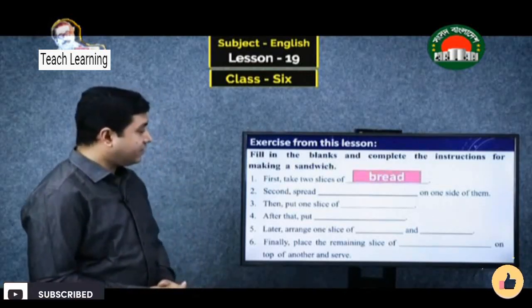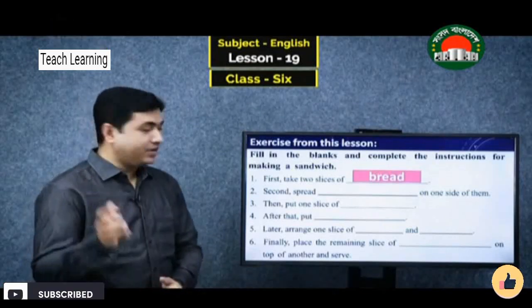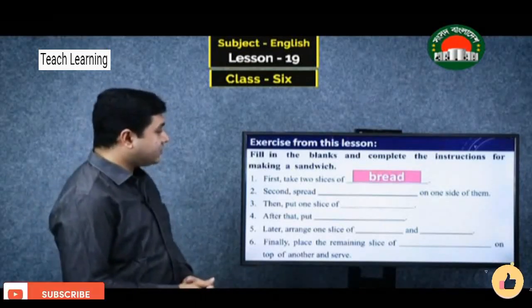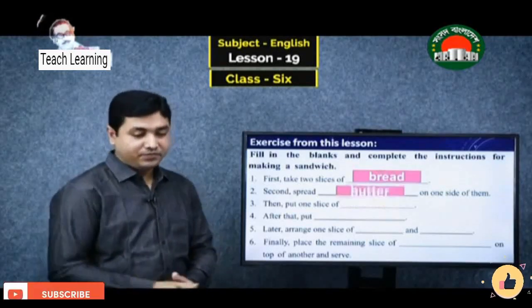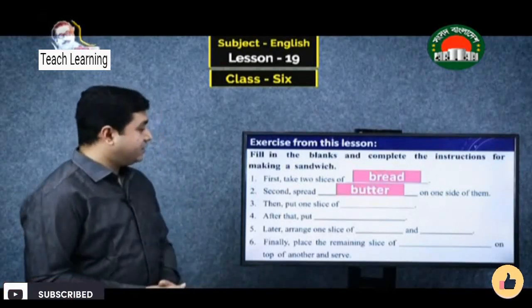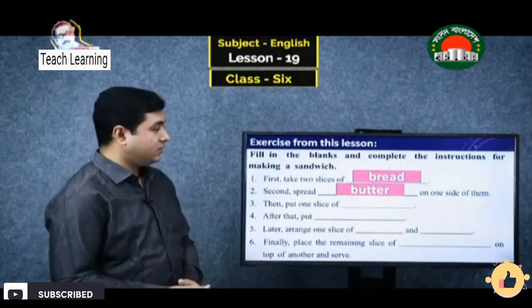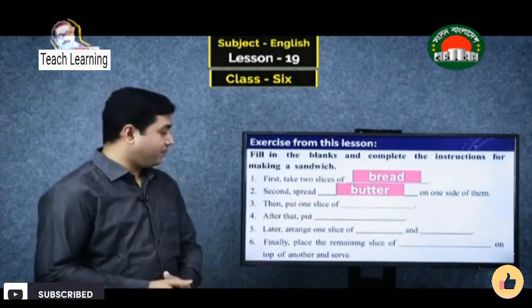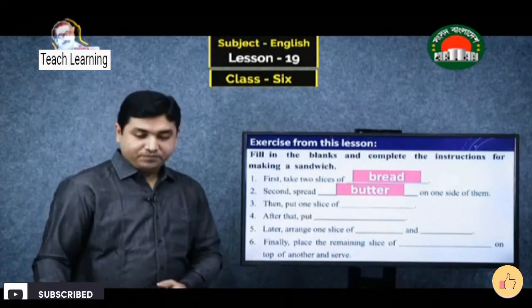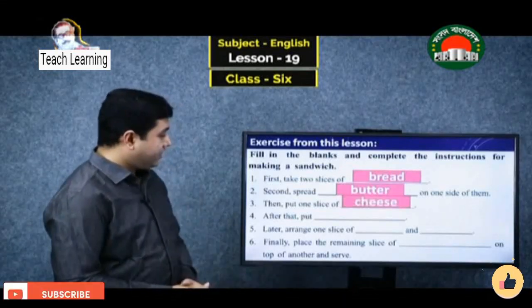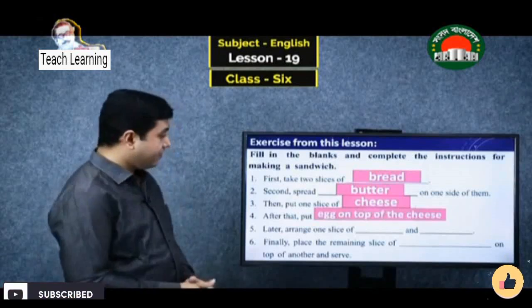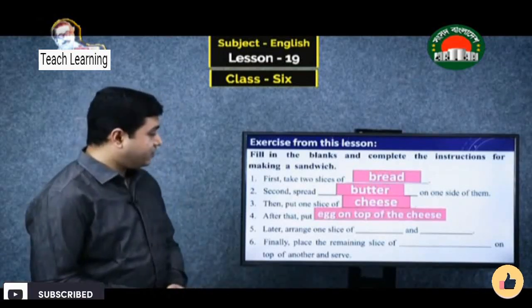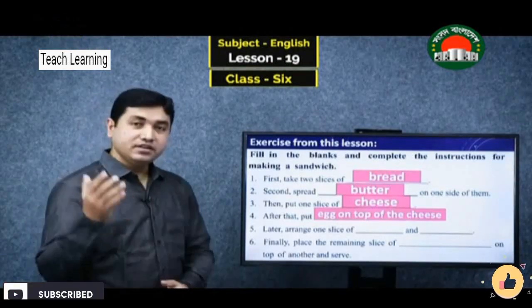In the first blank, you have to use bread. That means first take 2 slices of bread. Let's see the second answer. Butter. Second, spread butter on one side of them. Number 3, then put 1 slice of cheese. Number 4, after that put egg on top of the cheese.